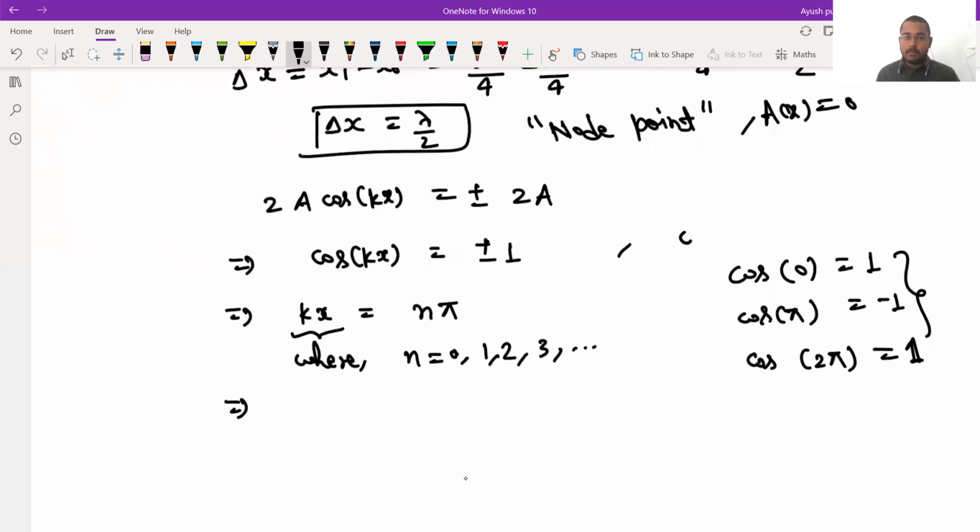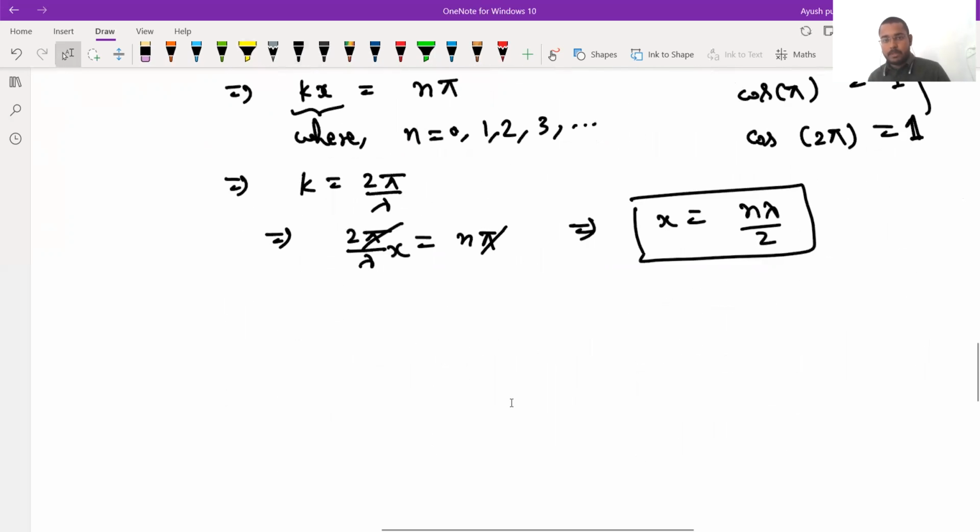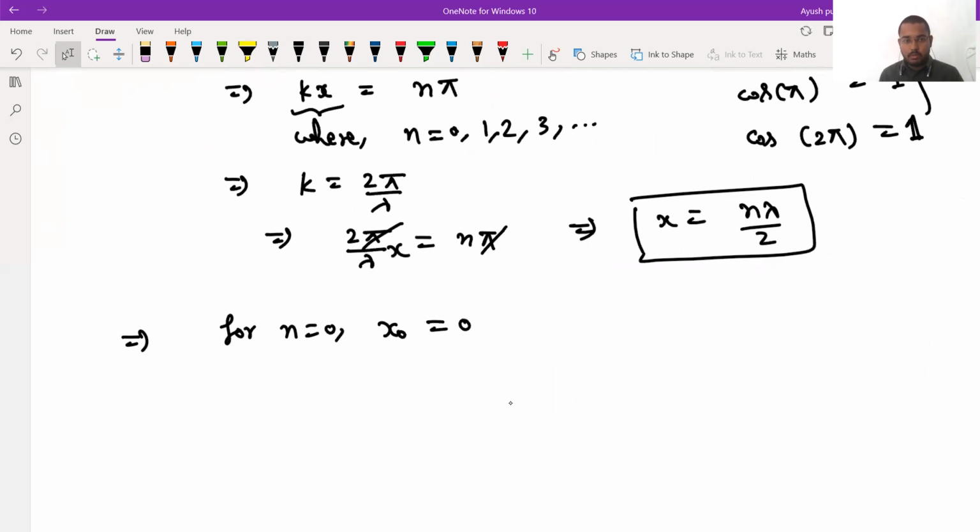Now again we know that k equal to 2 pi by lambda. Put the value of k, so we will get 2 pi by lambda times x is equal to n pi. We will cancel pi by pi, and we will be left with x equal to n lambda by 2, where n is equal to 0, 1, 2, 3. Now from this, for n equal to 0, x0 is equal to 0. For n equal to 1, x1 is equal to lambda by 2.